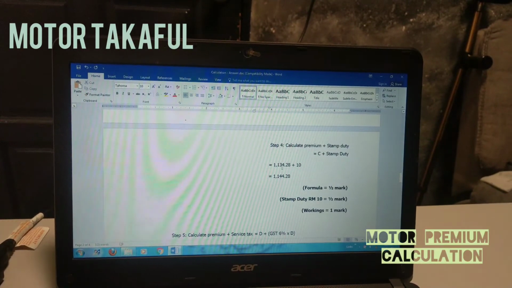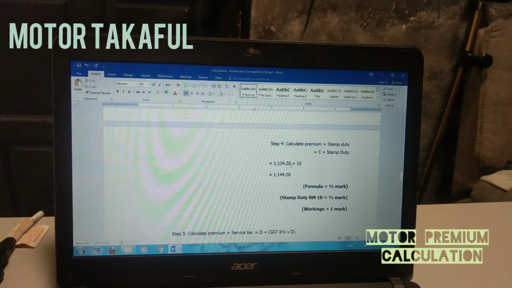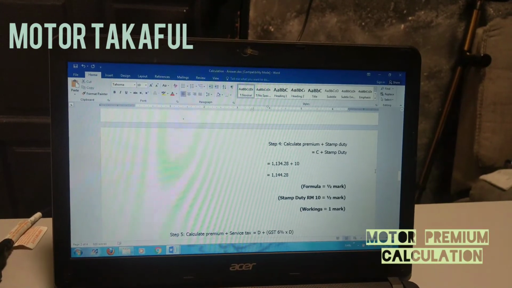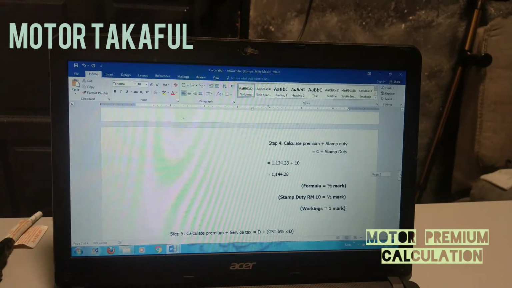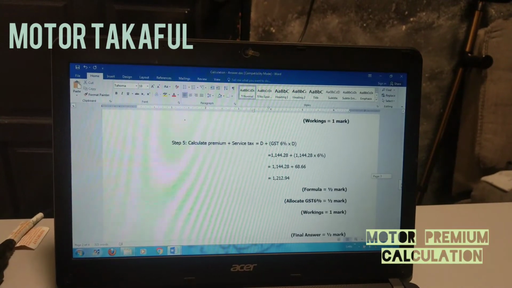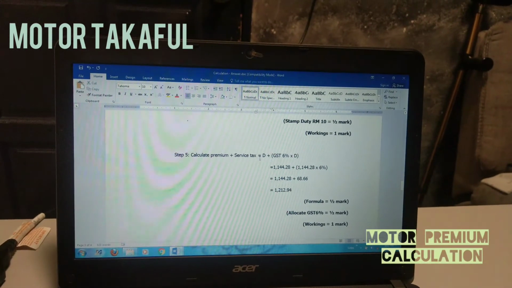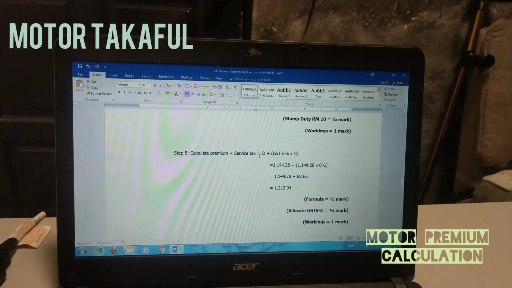So 1134.28 plus 10, you got 1144.28. As simple as that. Okay. Now, the last step, calculate premium plus service tax. Before this, we've been charged with GST, but still the same.